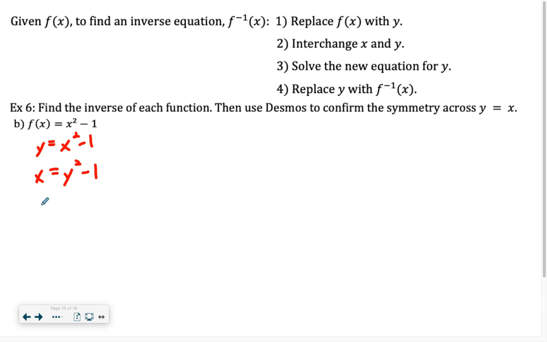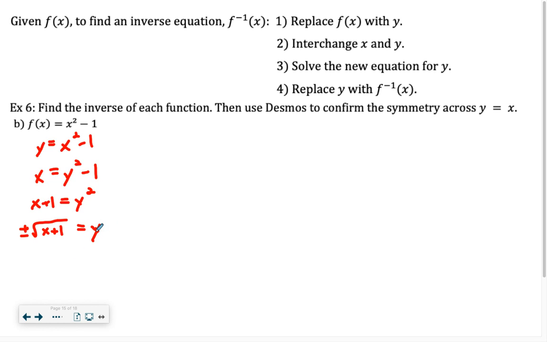So add the 1 over and take the square root of both sides. Now when I take the square root, I'm going to have plus or minus. Okay, so this is my inverse.